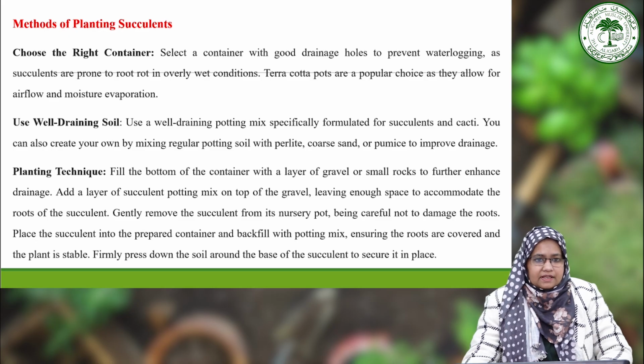Then the planting method: begin by layering the bottom of the container with gravel or small rocks to improve drainage. Then add a layer of succulent potting mix above the gravel, leaving sufficient space for the succulent's roots. Carefully transfer the succulent from its original nursery pot, taking care to avoid damaging the roots. Place the succulent into the prepared container and surround it with potting mix, ensuring the roots are adequately covered and the plant remains stable. Gently compact the soil around the base of the succulent to secure its position.